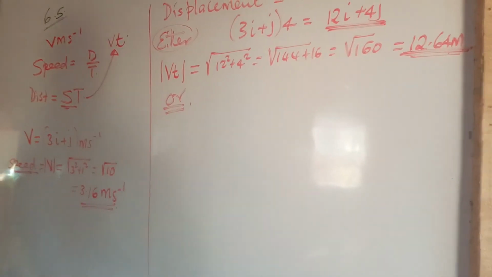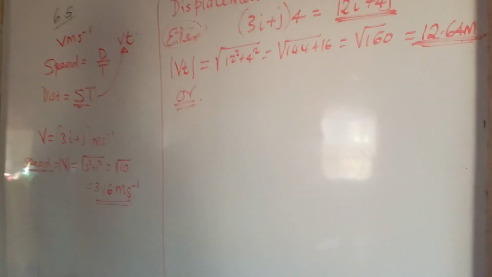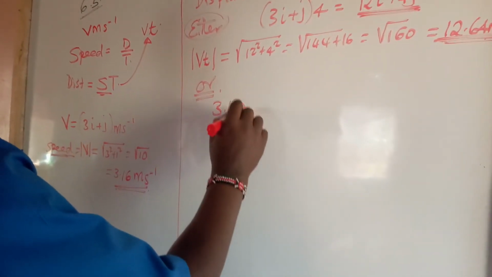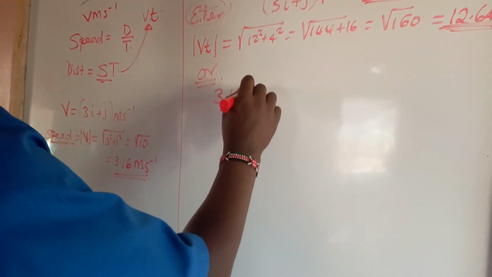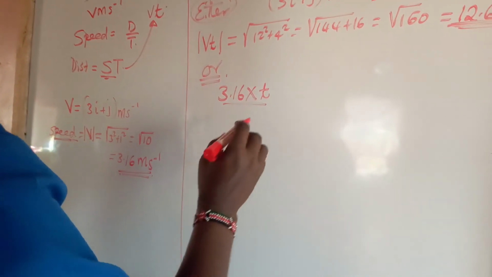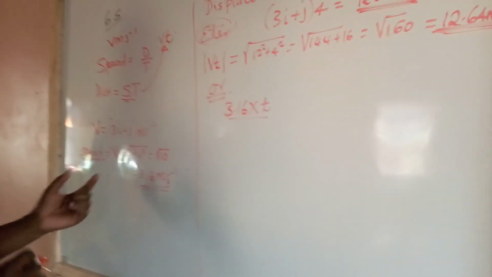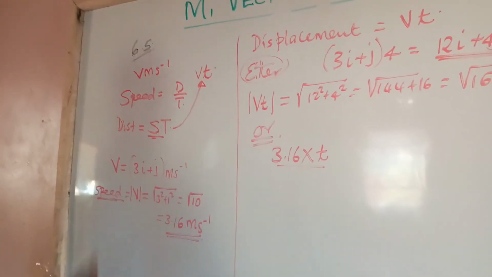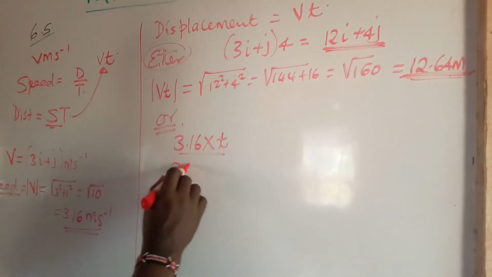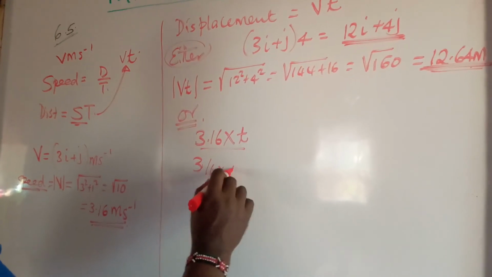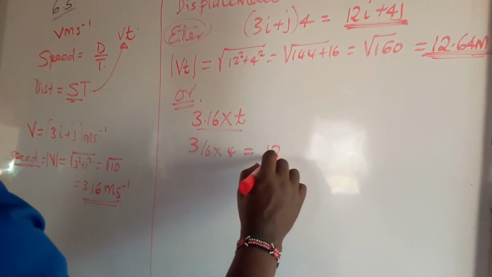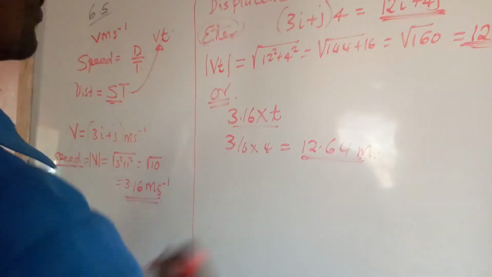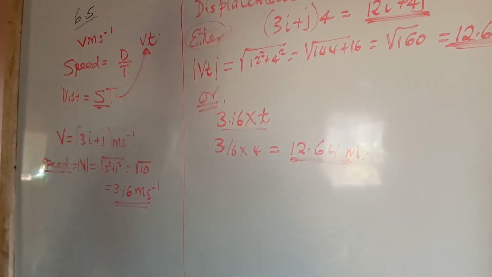You can either calculate it this way, or you can first of all get the speed, which is 3.16 meters per second, times time, which is represented by t. Using this knowledge, speed times time gives us the distance. We can always talk about 3.16 times 4, which is 12.64 meters. Either way, you'll be there with your distance.